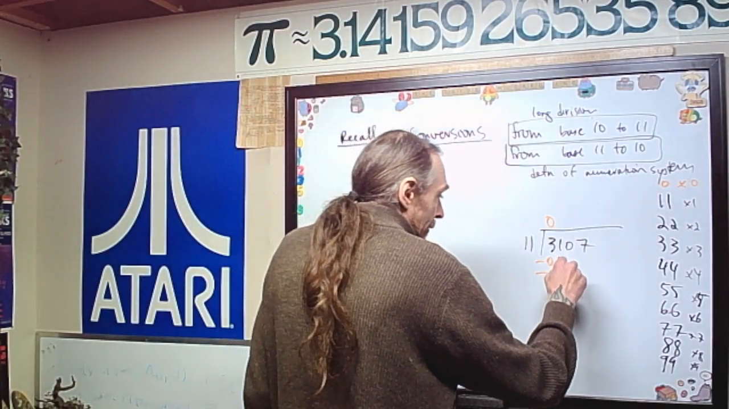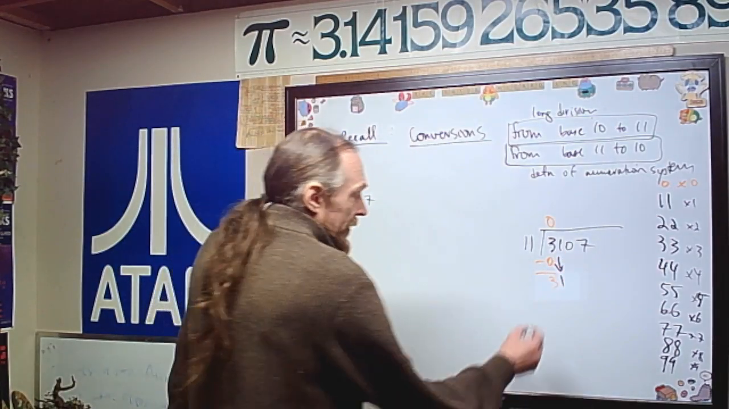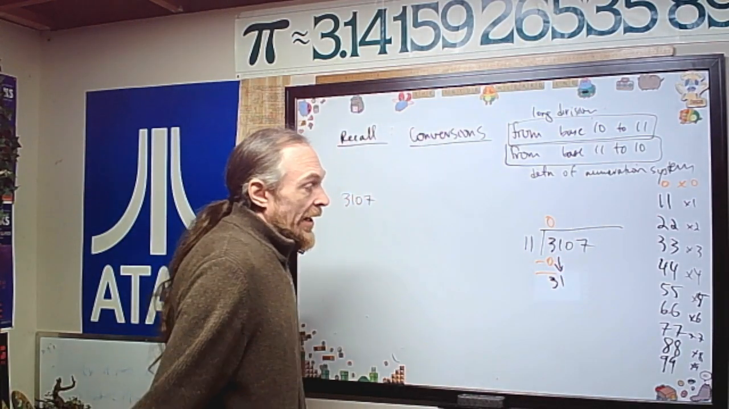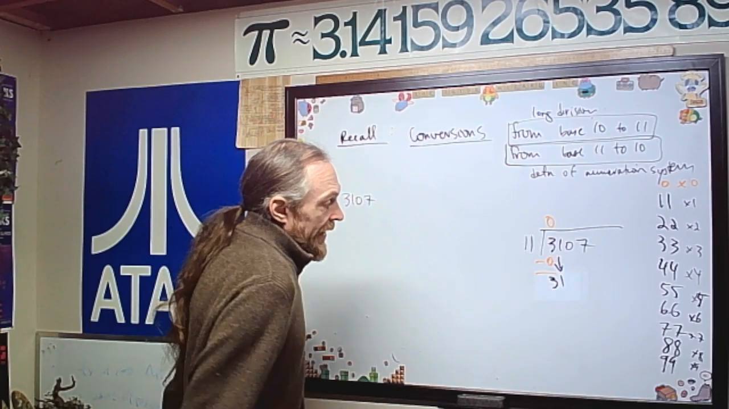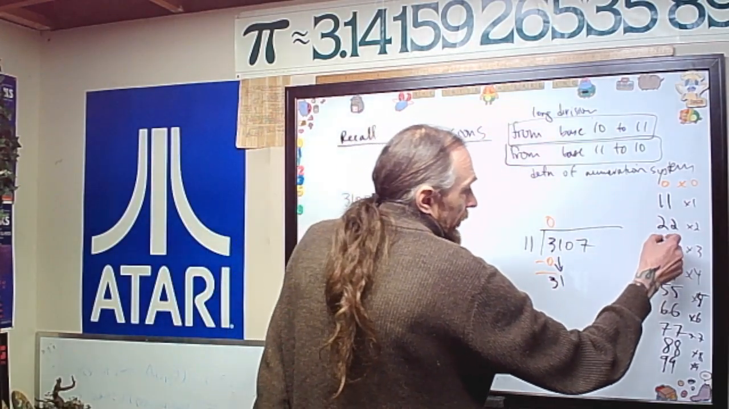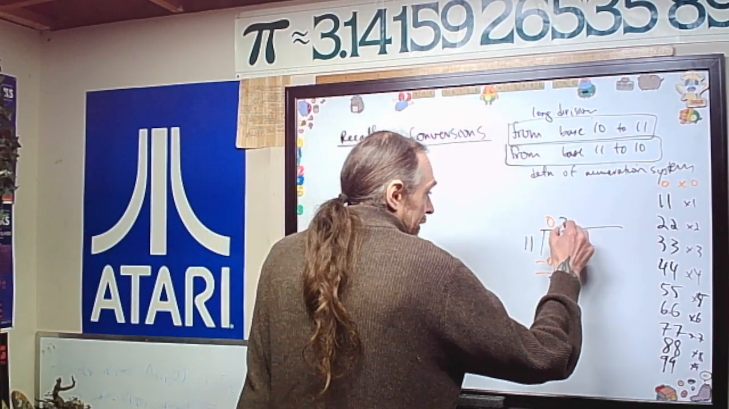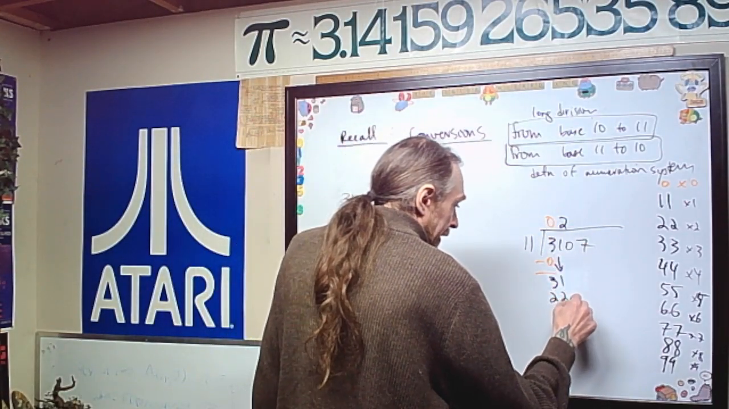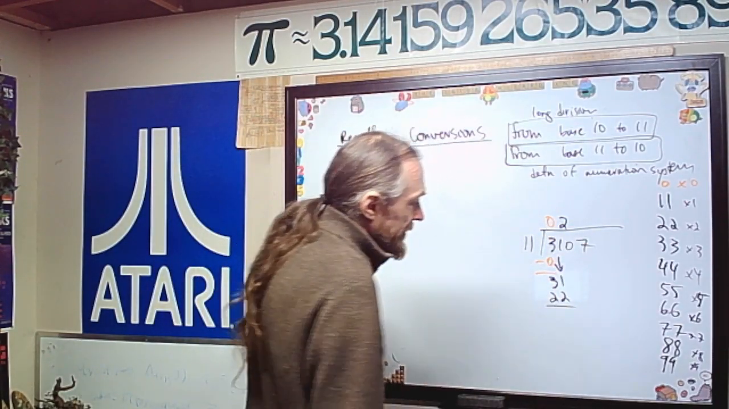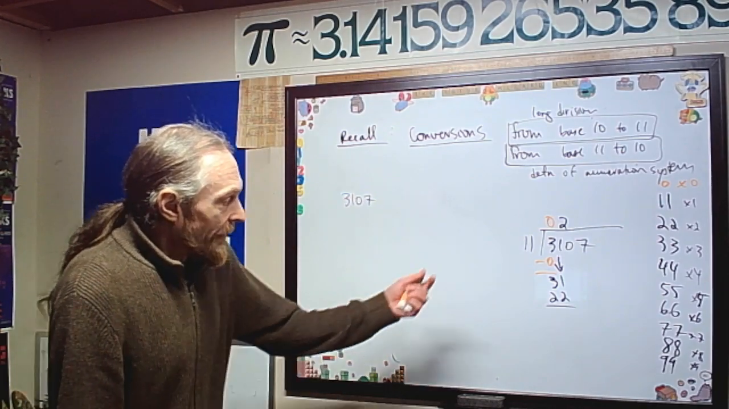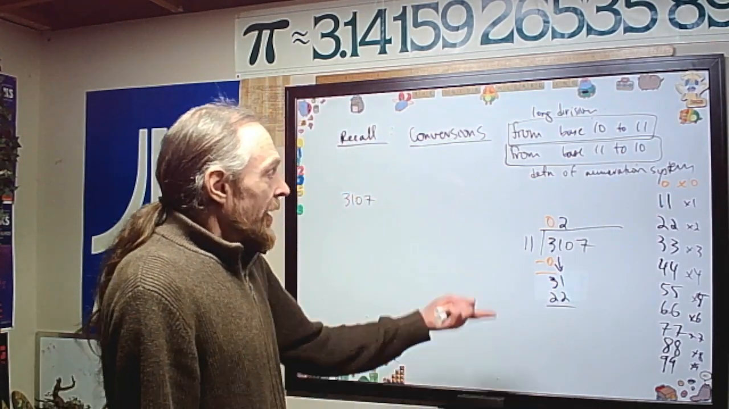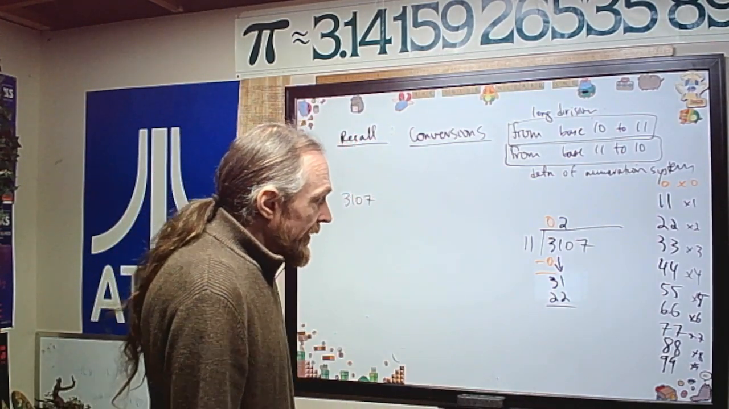Now I bring the next number down. So now I have 31. And now I play the game of how many multiples of 11 are in 31 without going over. And so 31 goes between 22 and 33. So it's going to be a 2. I already have the outcome. I get 22. I'm doing this in base 10 right now, but we can do this later in base 11.